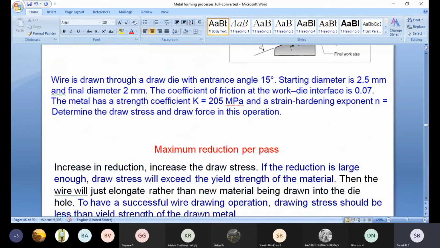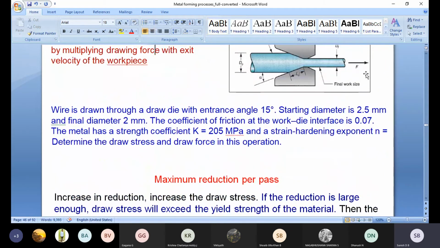While drawing through a draw die with an entrance angle of 15 degrees, the entrance is nothing but this one. The angle between the horizontal axis and this particular die axis is called the entrance angle. This one is the exit angle. While drawing, you maintain this particular angle at 15 degrees.